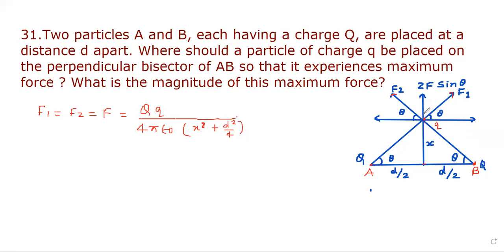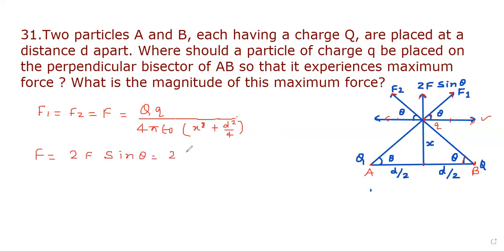Now, if this angle is theta, here this angle is also theta. So the F cos theta component will be in this direction and the F sin theta component will be in this direction. And due to the force F2, whose magnitude is F itself, the F cos theta component will be in this direction and the F sin theta component will be in this direction. Clearly, the cos theta components will cancel out and the net force will be due to the sin theta components. So net force will be 2F sin theta.